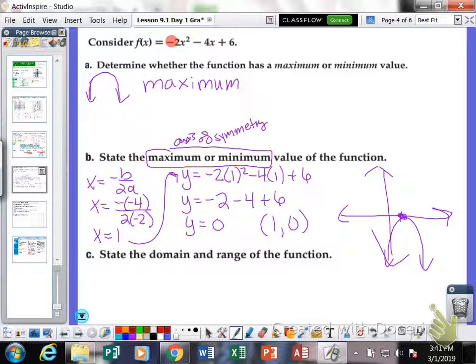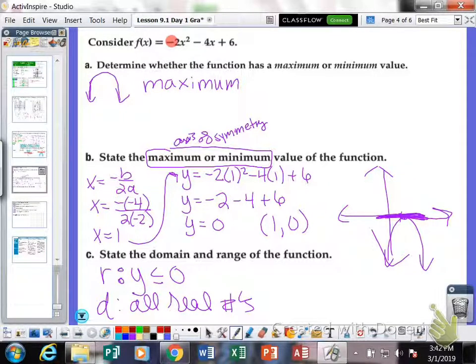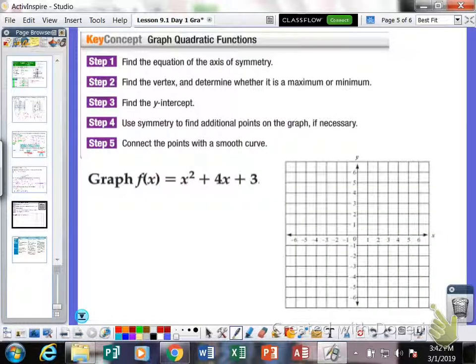So now that I have an idea of what it looks like, I know that it can't go any higher than my maximum point. So the range of this function is going to be y is less than or equal to that max point, which was 0. So y is less than or equal to 0. And then the domain is all real numbers, because I can put anything in.